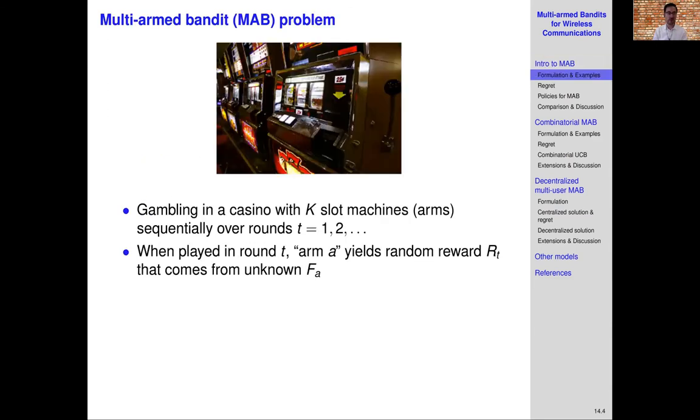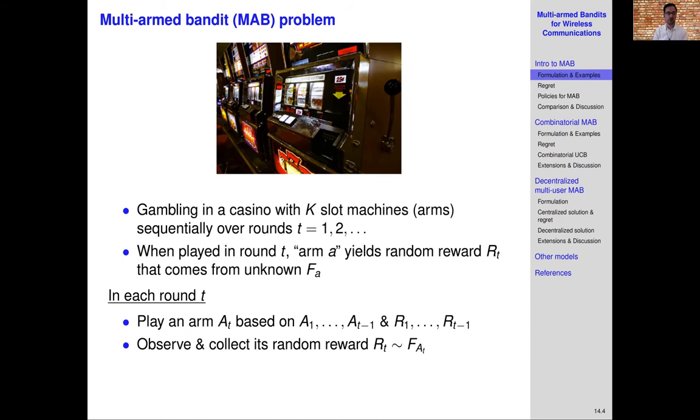So the multi-arm bandit problem is the problem of gambling in a casino with K slot machines. These slot machines are also known as arms, played sequentially over rounds. When played in a round t, an arm yields a random reward that comes from a fixed but unknown distribution. In each round, the learner plays an arm based on its previous arm selections and previous reward observations. Then it observes and collects the random reward of the selected arm. The goal of the learner is to maximize its expected cumulative reward.